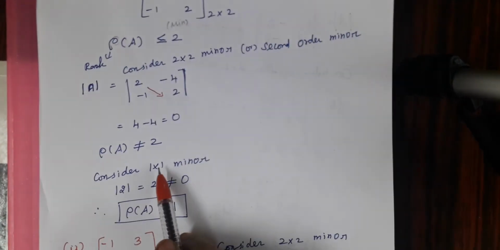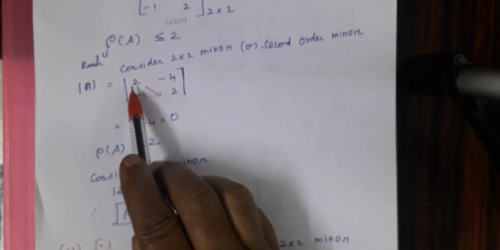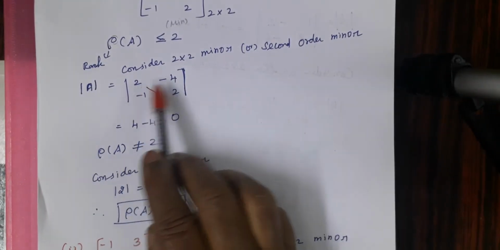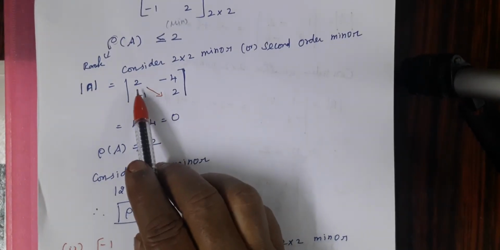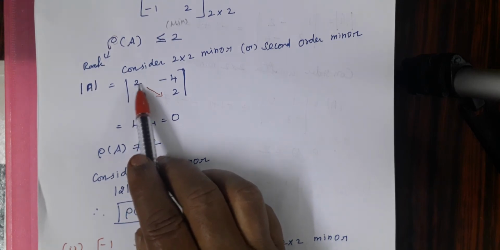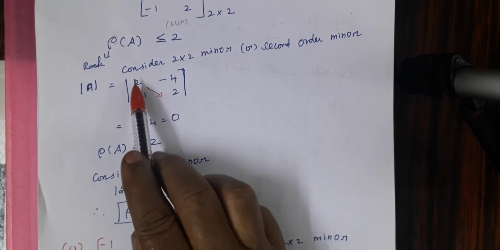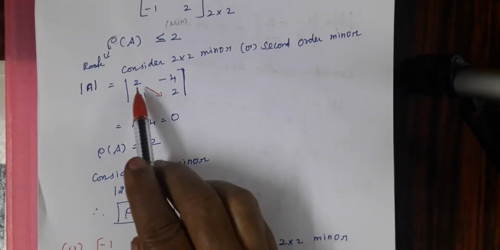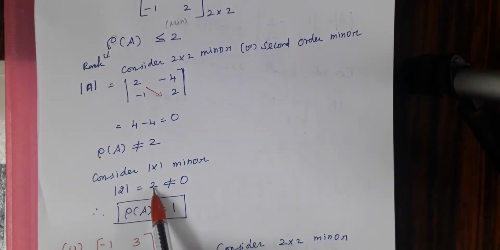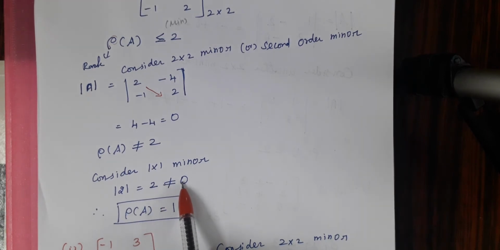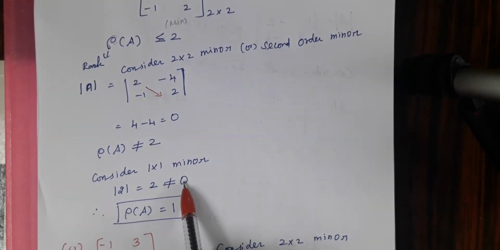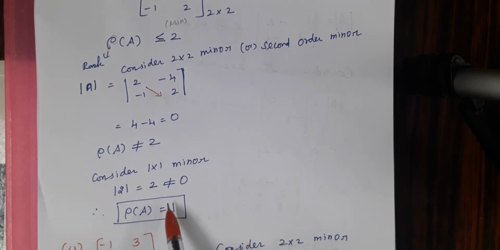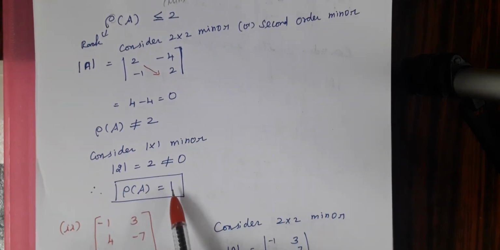So consider the 1 by 1 minor. There is only one 2 by 2 minor given, and its value is 0, so we are unable to find the rank that way. Next we come to only one element, the 1 by 1 minor. Take any one of the numbers. Here only one number comes, and the number is not equal to 0. If the determinant value is 0, there is no rank. The 1 by 1 minor is not equal to 0, so the rank is not equal to 0. Therefore the rank of the matrix is 1. Rank of A equals 1.